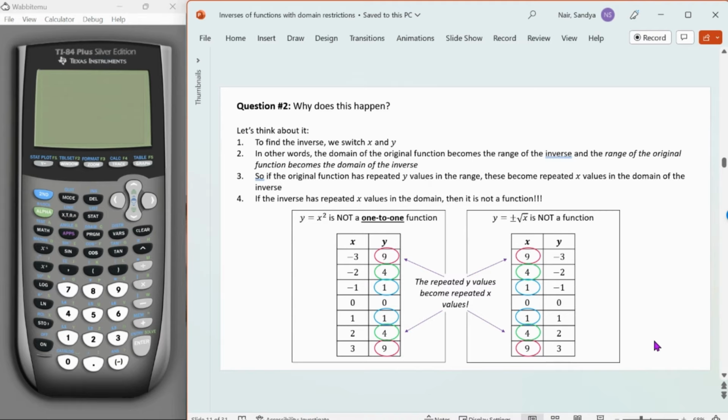So the domain of the original becomes the range of the inverse. The range of the original function becomes the domain of the inverse, okay? Well, if I take this y value, right? If I take all my values in the range and make them my new domain, these repeated y values are going to become repeated x values. So that's what makes the inverse not a function. It's those repeated y values becoming repeated x values.